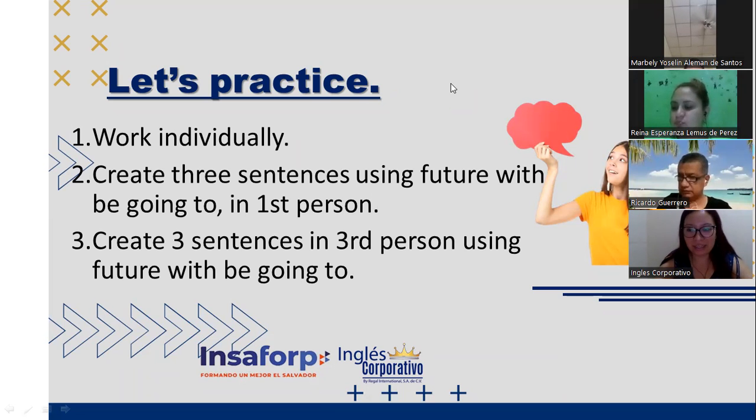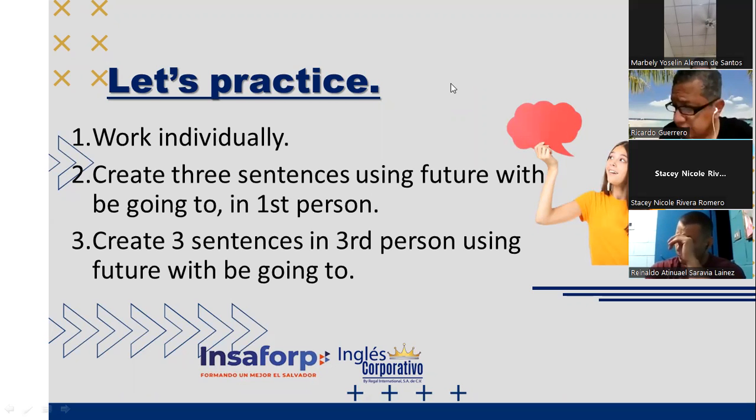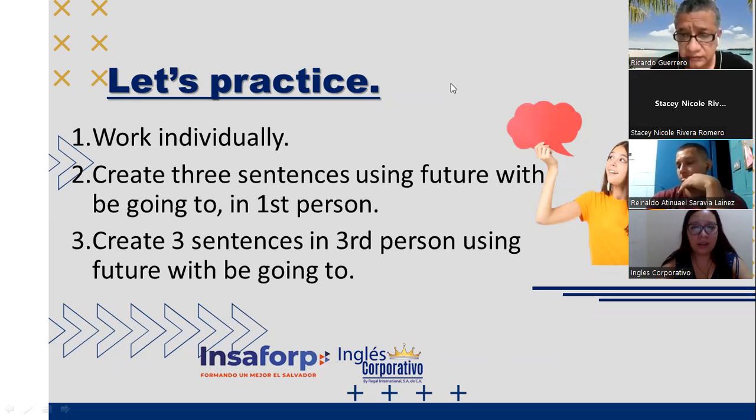Thank you. Marbella y Jocelyn, please. Adam are going to drink milk. Adam are o Adam is? Adam is, perdón. Nayeli is going to eat hamburger. Y Alexi is going to work in the morning. Very good, thank you. Ricardo, please. Gladys is going to exercise in gym. Alonso is going to run in the park. Carlos is going to talk with mother. Very good, Ricardo. Thank you.